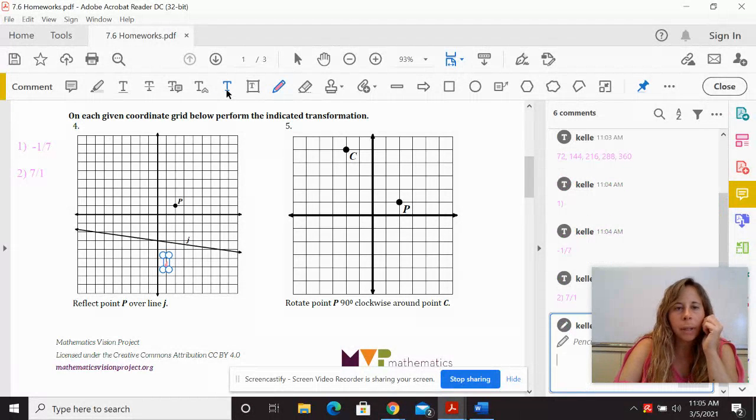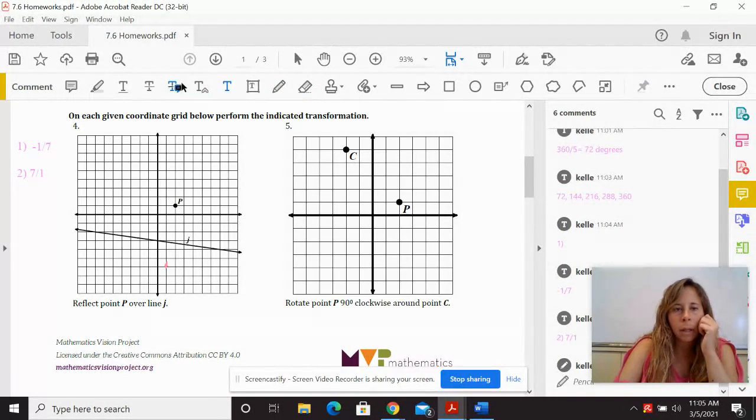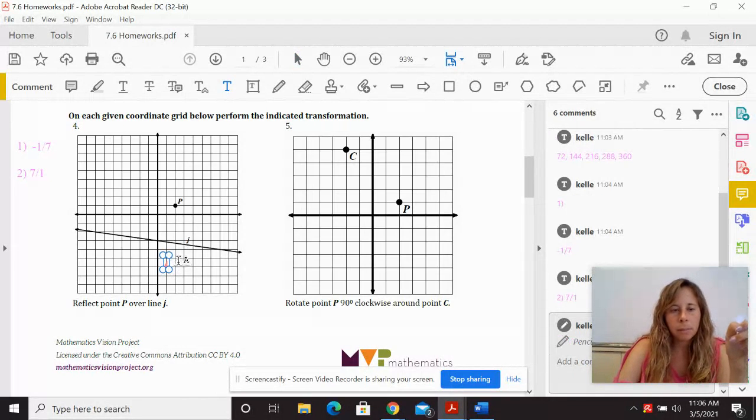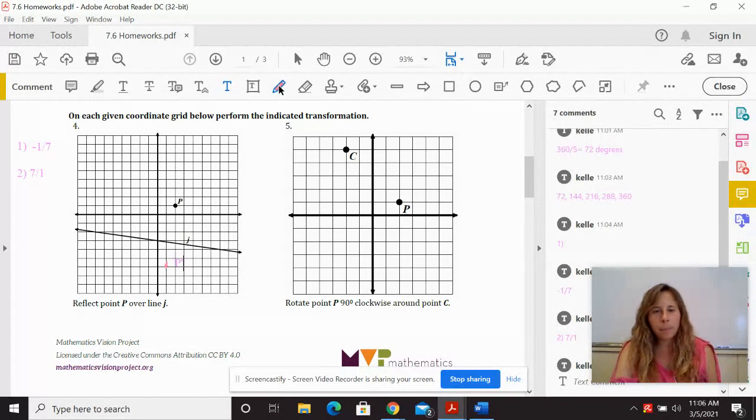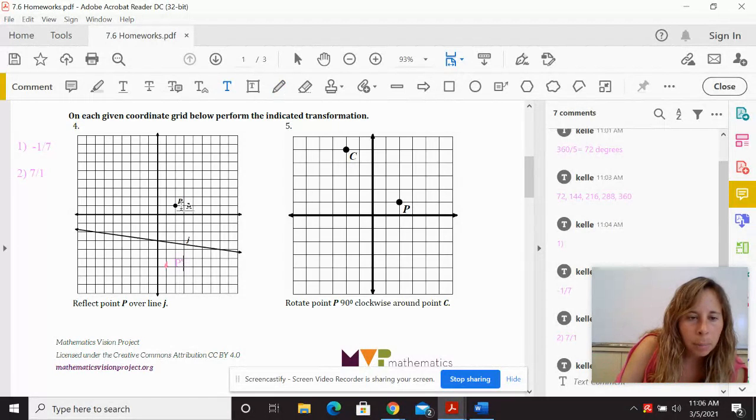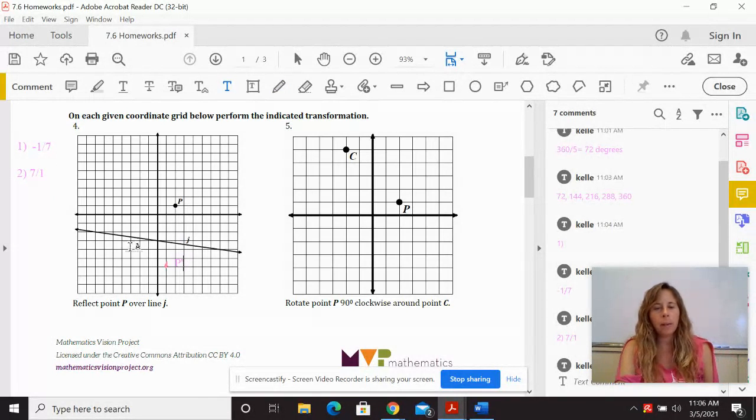Oops, lost it a little bit there. It doesn't tell you what to label it. That's okay. We'll do P prime. The other way you could have done it is count up, just count how far away P is from the line. So there you go.